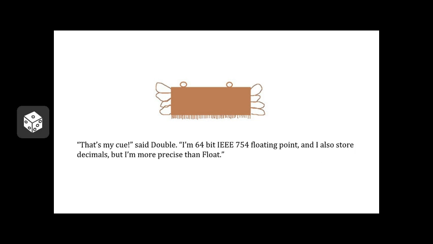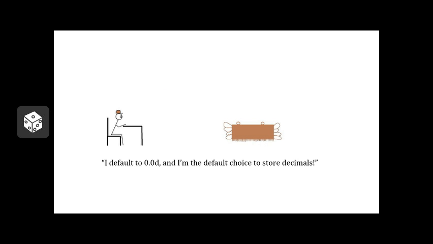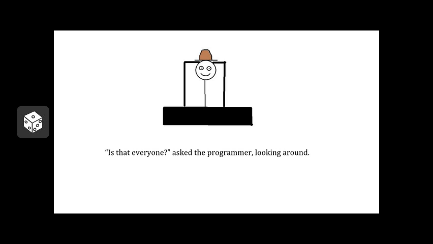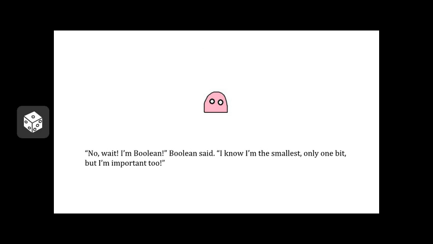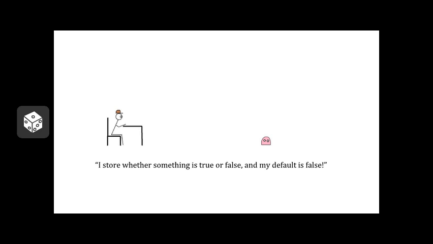"That's my cue," said Double. "I'm 64-bit IEEE 754 floating point, and I also store decimals, but I'm more precise than Float. I default to 0.0d, and I'm the default choice to store decimals." "Is that everyone?" asked the programmer, looking around. "No, wait, I'm Boolean," Boolean said. "I know I'm the smallest, only 1 bit, but I'm important too. I store whether something is true or false, and my default is false."